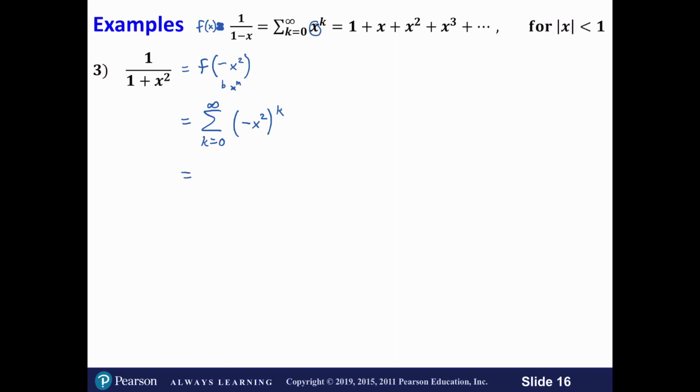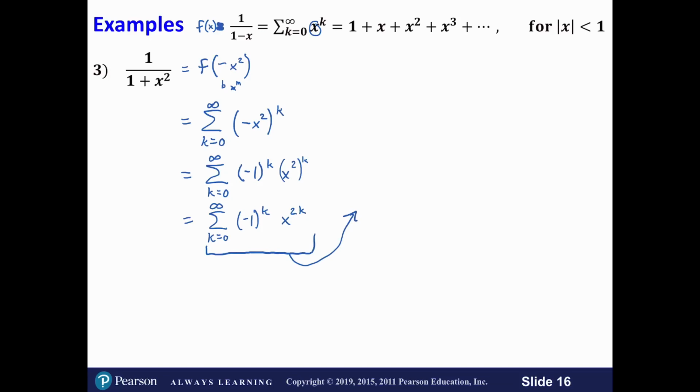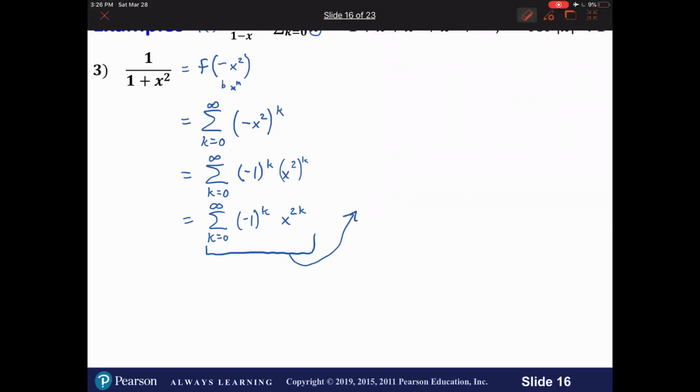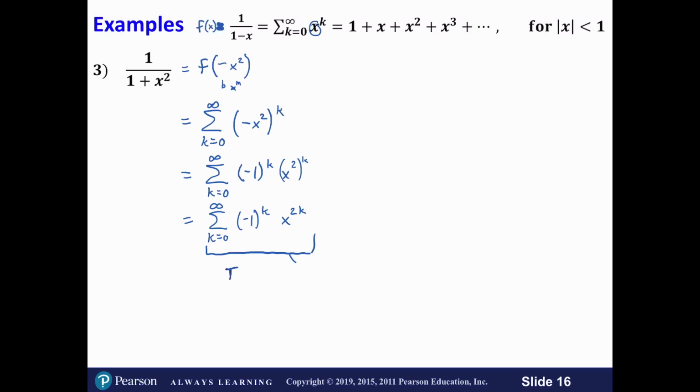We can rewrite this as the sum from k equals 0 to infinity of negative 1 to the k times x squared to the k. But of course that is just equal to negative 1 to the k times x to the 2k, if we wanted to write it like that. All right, and once again, this will converge for all values of x satisfying. This is the new power series.